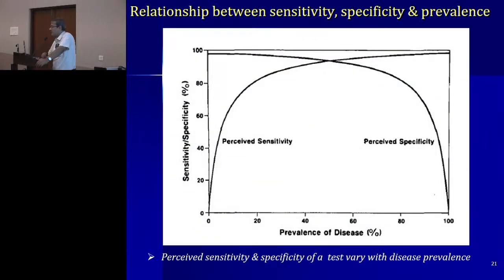Okay, so the relationship between sensitivity, specificity and prevalence. Here the prevalence of disease goes from 0 to 100%, and the perceived sensitivity, that means the sensitivity you get with an imperfect gold standard, usually follows this curve. That means the higher the prevalence, the higher the sensitivity. And perceived specificity goes the other way: the lower the prevalence, the higher the specificity. This is what we usually get if you do these exercises with the formula that we used. Let's see, when Jay Siren is here, maybe we can do the exercise. He's going to do the practicals for you.